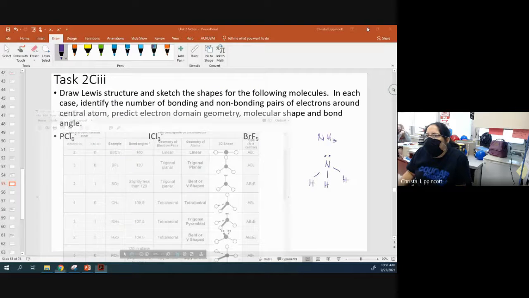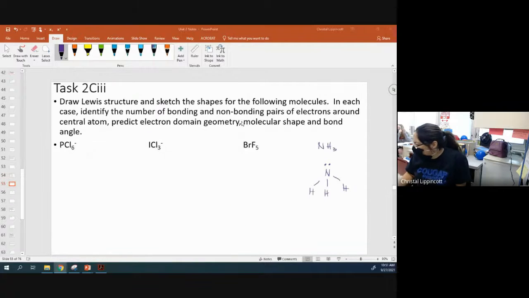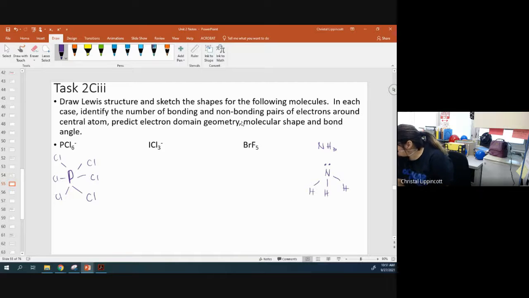All right, so let's draw some of these. Let's go back to the drawing. So here we're going to have our phosphorus, right? And we're going to have our 6 chlorines coming out of here. Okay, and with that, I have to have 6 times 7 is 42, plus the 5 for the phosphorus is 47. And then the 1 extra electron here makes it 48 electrons. Okay.